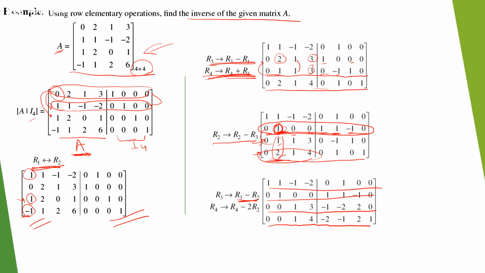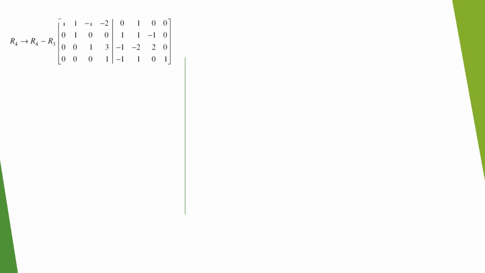Now after that we come to the third element of the third row. It should be 1, and below that it should be 0. So the third element of the third row is already 1. So by the help of that element we make this element 0. Now we apply the operation on R4, R4 minus R3. So the reduced matrix becomes 0, 0, 1, minus 1, 1, 0, 1.